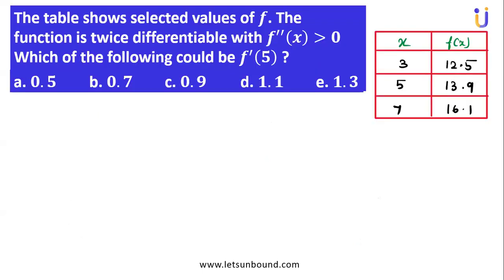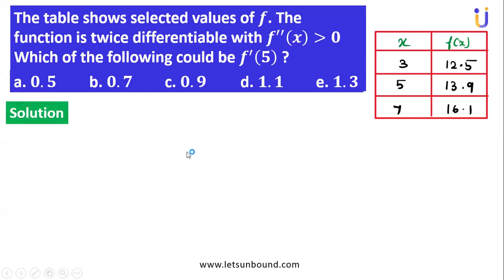Now, let's see a problem. The table shows selected values of f. The function is twice differentiable with f double prime of x greater than 0. Which of the following could be f prime of 5? Okay, f prime of 5. If you know the function, you can differentiate and plug it in. But here, there is no function, just a table. So let's apply the mean value theorem.